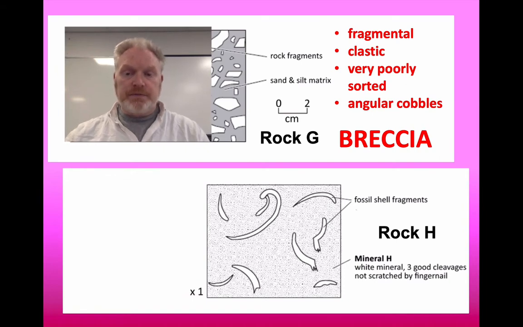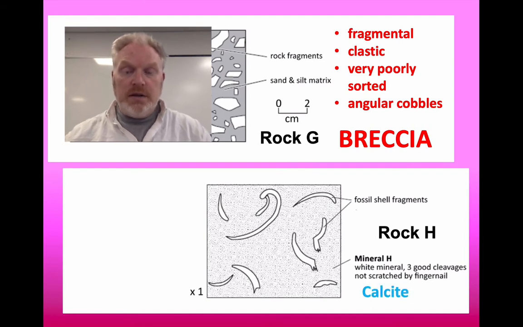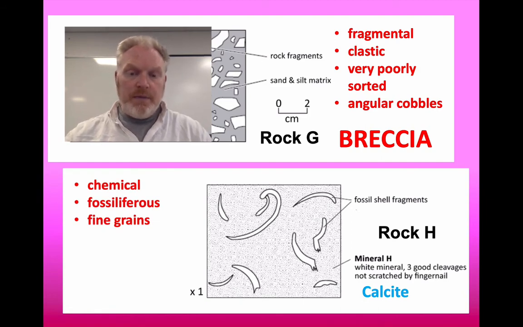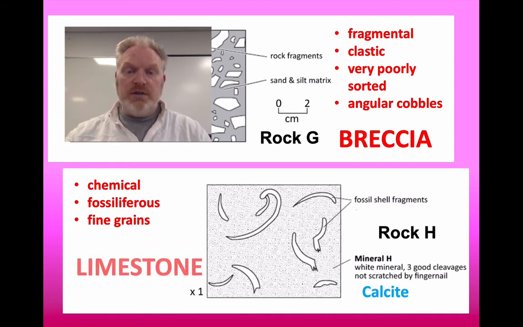Rock H then is predominantly made of mineral H. White mineral with 3 good cleavages, quite harder than a fingernail. This is going to be calcite. This particular rock then is actually a chemical sediment. It is fossiliferous, but most of this rock is this calcite mud. It's very fine grained as well. Because most of this rock is made of calcite, rock H has got to be a limestone.